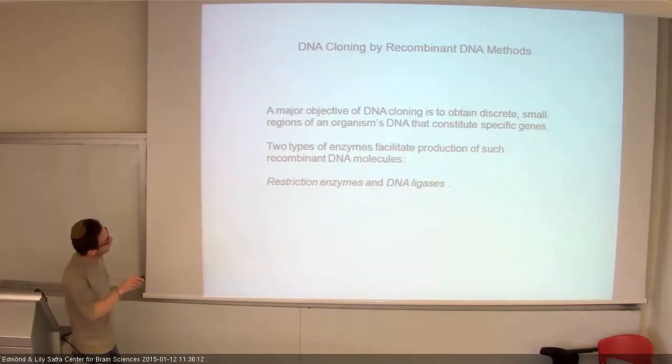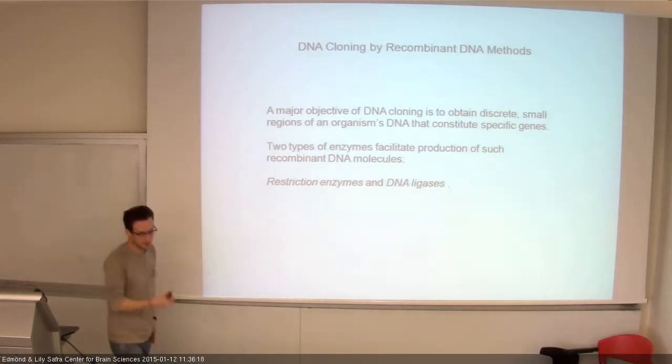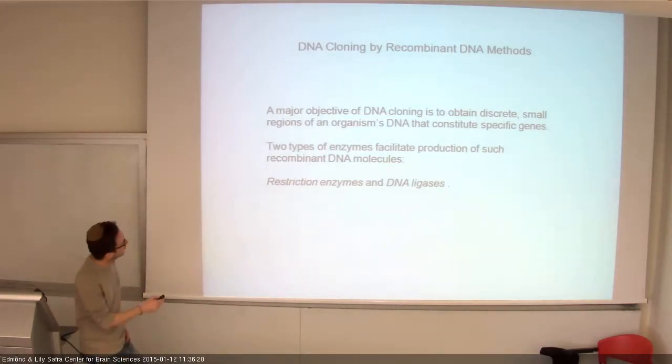Okay, so a major objective of DNA cloning is also to obtain discrete small reaches of organisms' DNA that constitute specific genes, just fragments of genes or whole genes. Two types of enzymes facilitate production of such recombinant DNA molecules. You have to have two tools, sort of molecular scissors and glue: restriction enzymes, which cleave DNA, and DNA ligases, which are the glue part of this protocol.